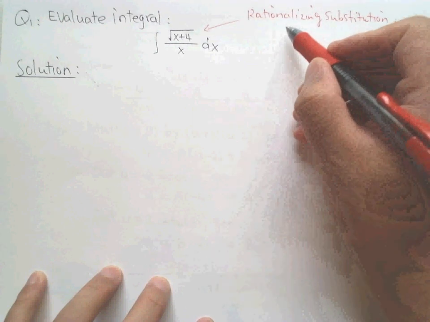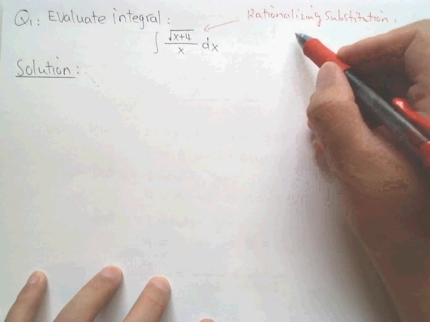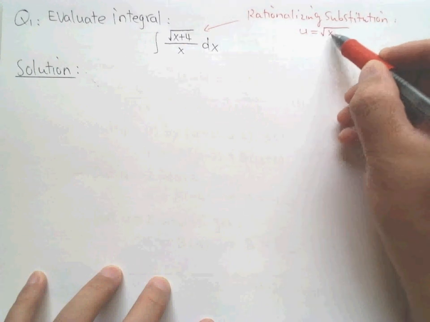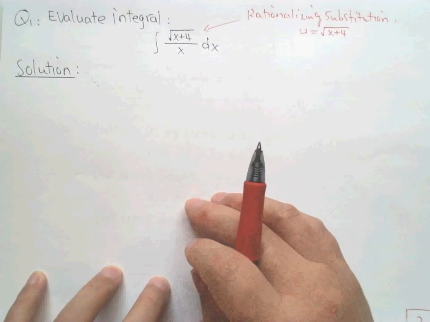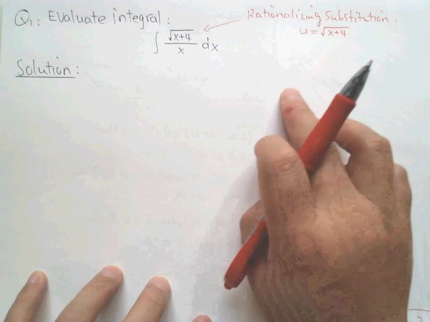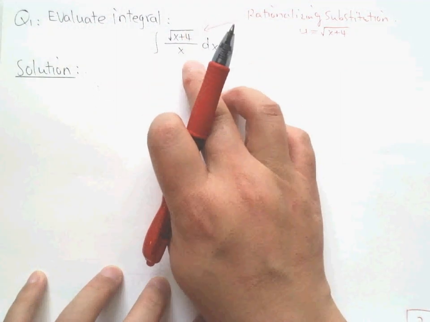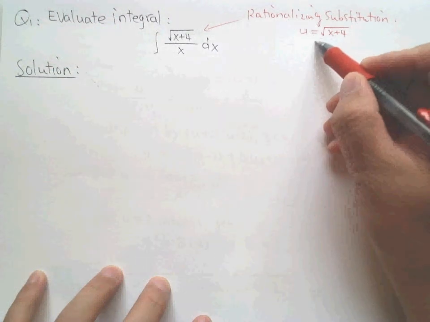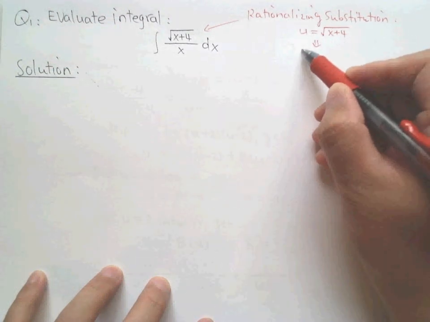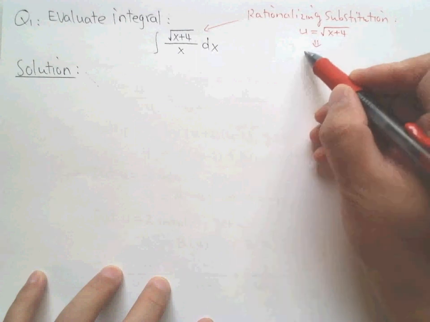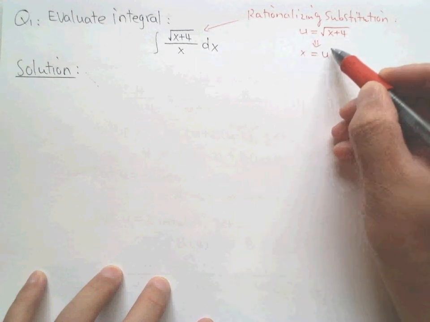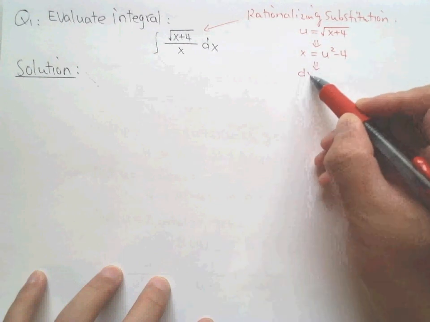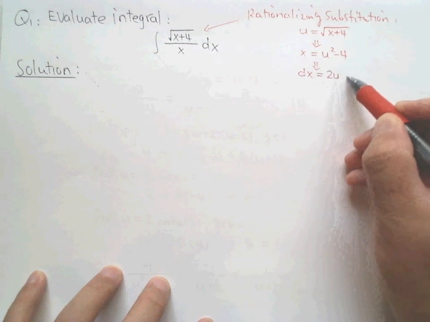Okay, so what do we substitute? We have u equals the whole term, which is the square root of x plus 4. This is the one we need. And then we're going to substitute. So that's u. What is x? We need to find x. Square both sides, so you can get x equals u square minus 4. And then take a derivative. We can find that dx equals 2u du. See, we know everything.